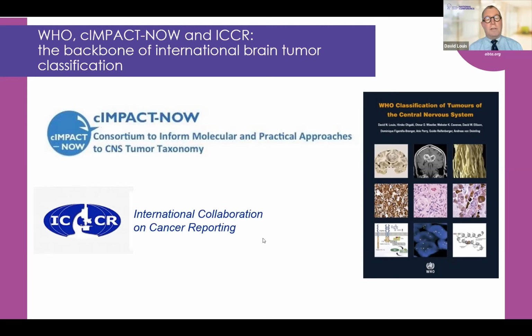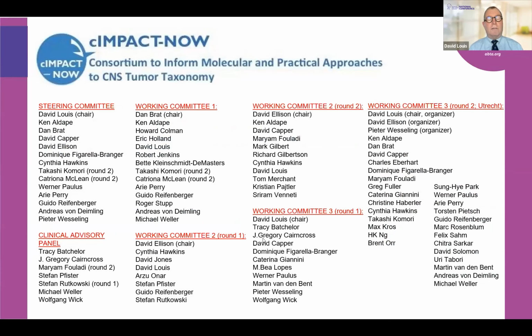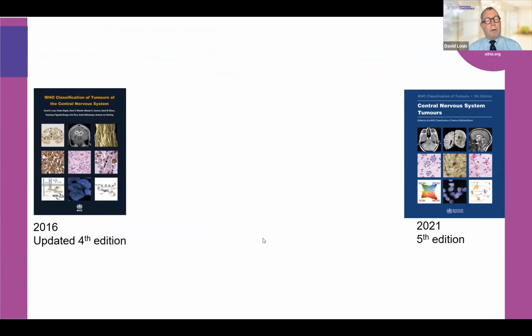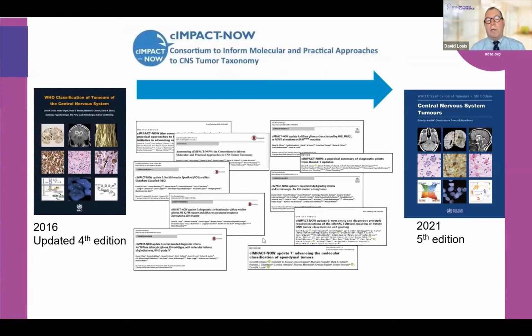And there's another organization I'll tell you about in a moment called the International Collaboration on Cancer Reporting. And these organizations work together at an international level to do these classifications. And this is just a list to show you the complexity of the See Impact Now organization, how many folks we have working from around the world on this. To get from the 2016 to the 2021, in fact, almost all of it was based on the advice of the See Impact Now group.